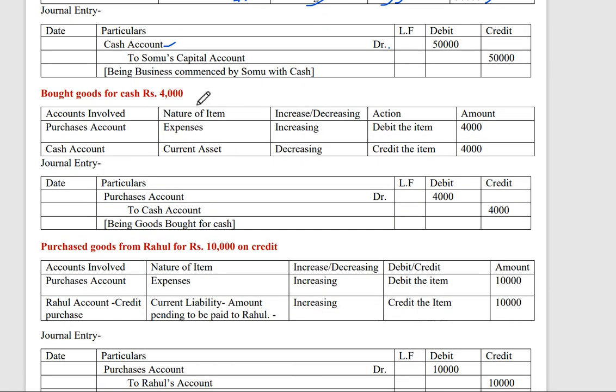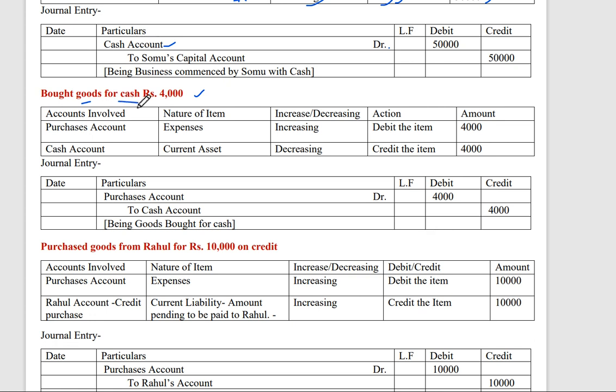Next, bought goods for cash, rupees 4,000. Here goods are bought. Goods here means purchases are being done for the purpose of business operations. Machinery, plant, and such fixed assets are not being purchased. Here purchases are done for the business operation. Purchases of goods are done by paying cash.